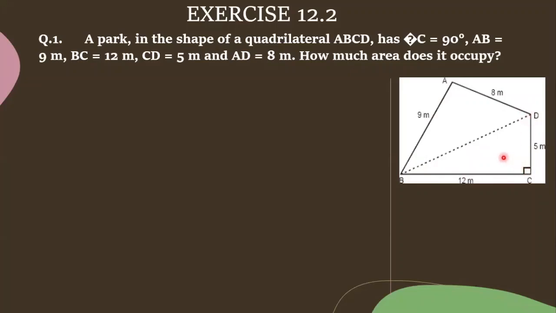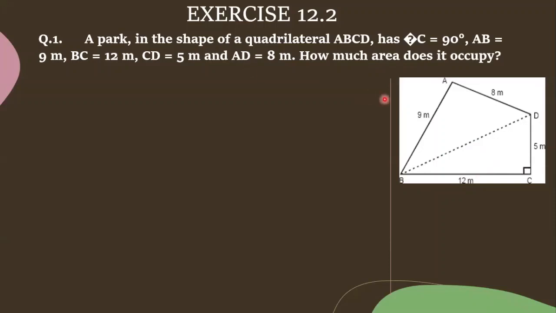Quickly tell me the area of this triangle BDC, children. 30 centimeter square. Very good. Anyone have doubt in the area of this triangle BDC? Half into base into height. Half into 12 into 5. 12 and 2 will get cancelled. 6, 6 fives are 30.